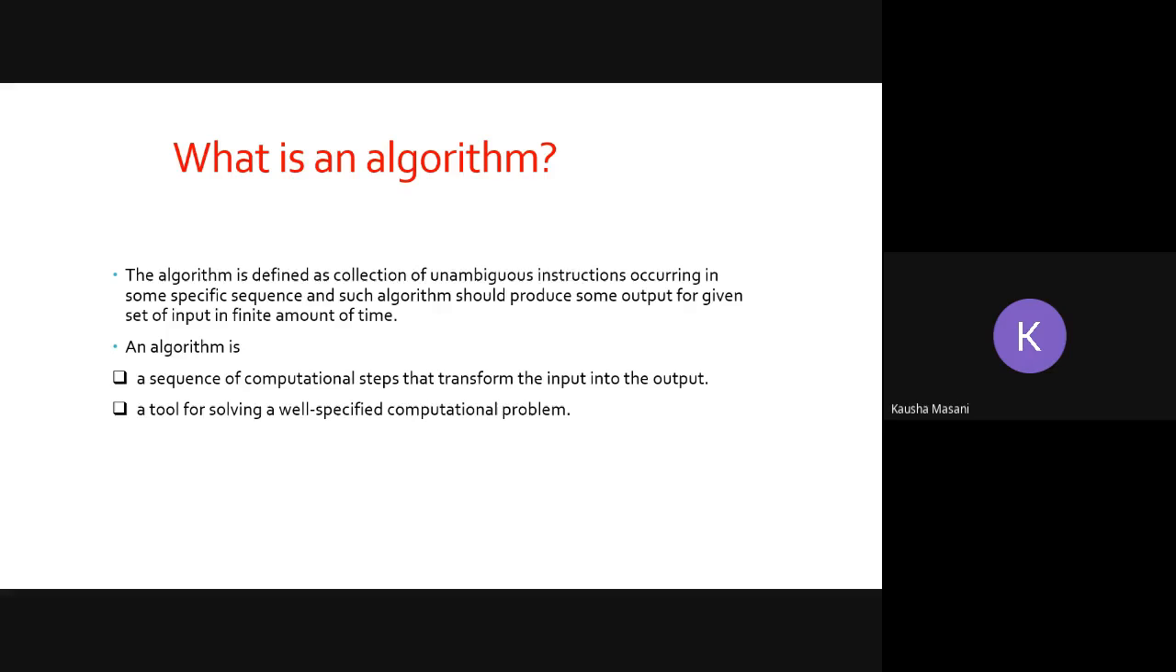So when I summarize all the points that you have suggested of what you understand of an algorithm, it becomes this particular definition. An algorithm is defined as a collection of unambiguous instructions occurring in a specific sequence, and such an algorithm should produce some output for a given set of input in a finite amount of time. Okay, so if you put it point-wise, an algorithm is a sequence of computational steps that transforms an input to an output, because you are giving an input, right?